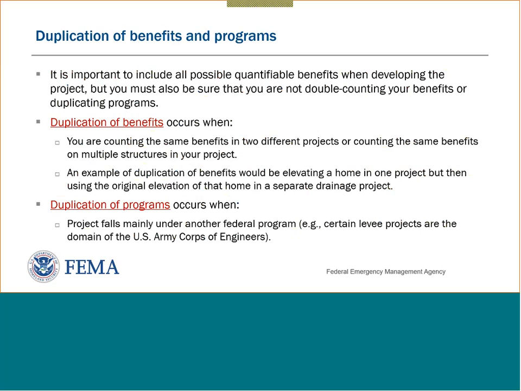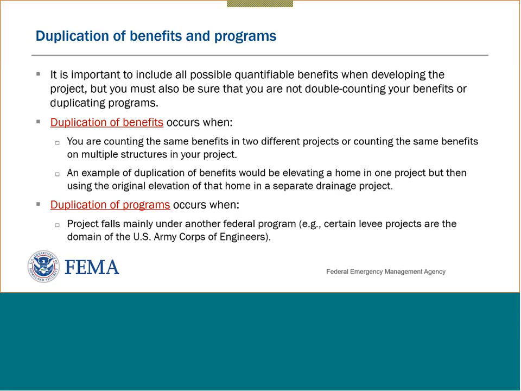Two things to be wary of, or be cognizant of, as you're working on your project, working on your benefit cost analysis. Two things. One is called duplication of benefits. That typically occurs when you're counting the same benefits for multiple structures, or you're using the same benefits for different projects, okay?